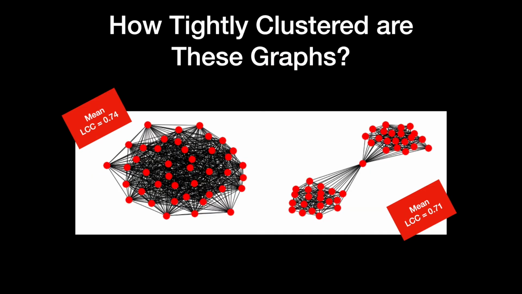So if we go back to the two graphs that we were talking about, we can now evaluate how tightly clustered they are using the mean local clustering coefficient for every node in the graph. And we get these metrics here, that actually the graph on the left is slightly more clustered than the graph on the right.